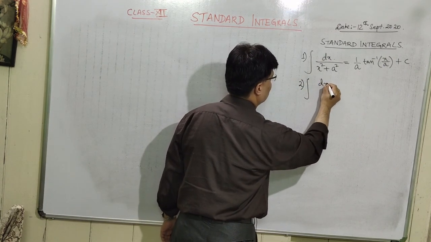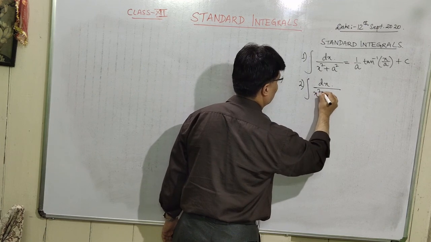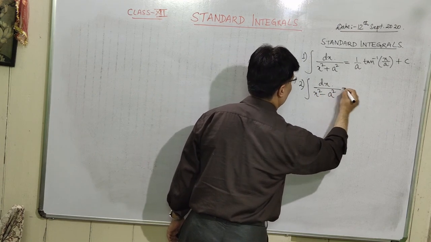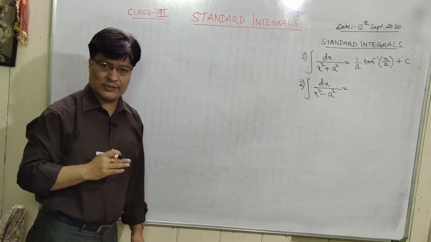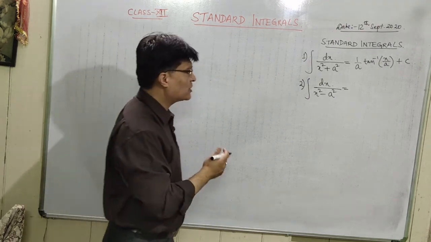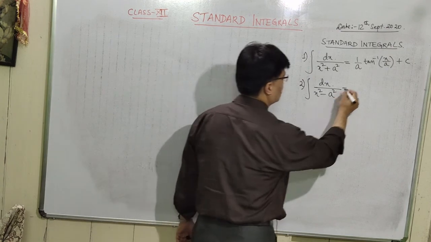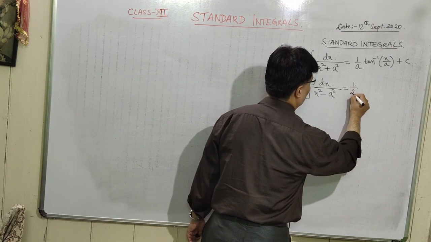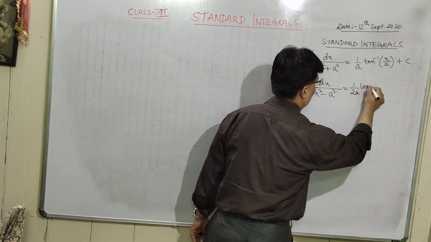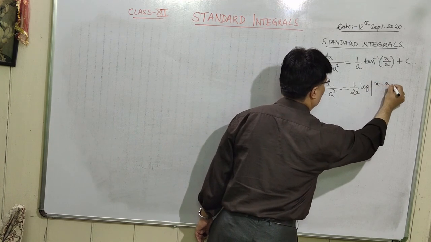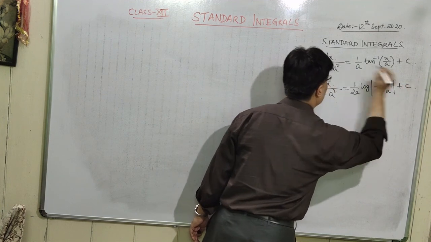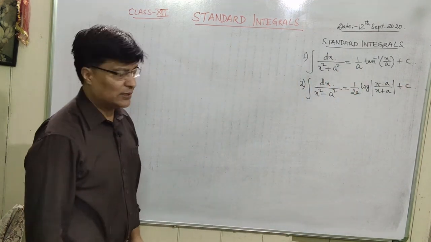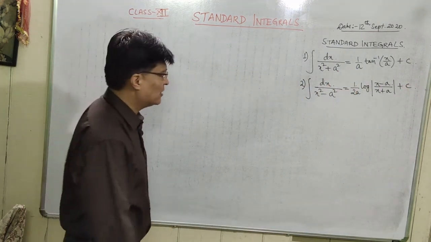Okay, now number 2, integration of dx divided by x square minus a square. Now there is a minus sign here. A is a constant, x is the variable. Its formula will be 1 upon 2a log within mod x minus a upon x plus a, mod sign closed, plus c. This is the second standard integral.